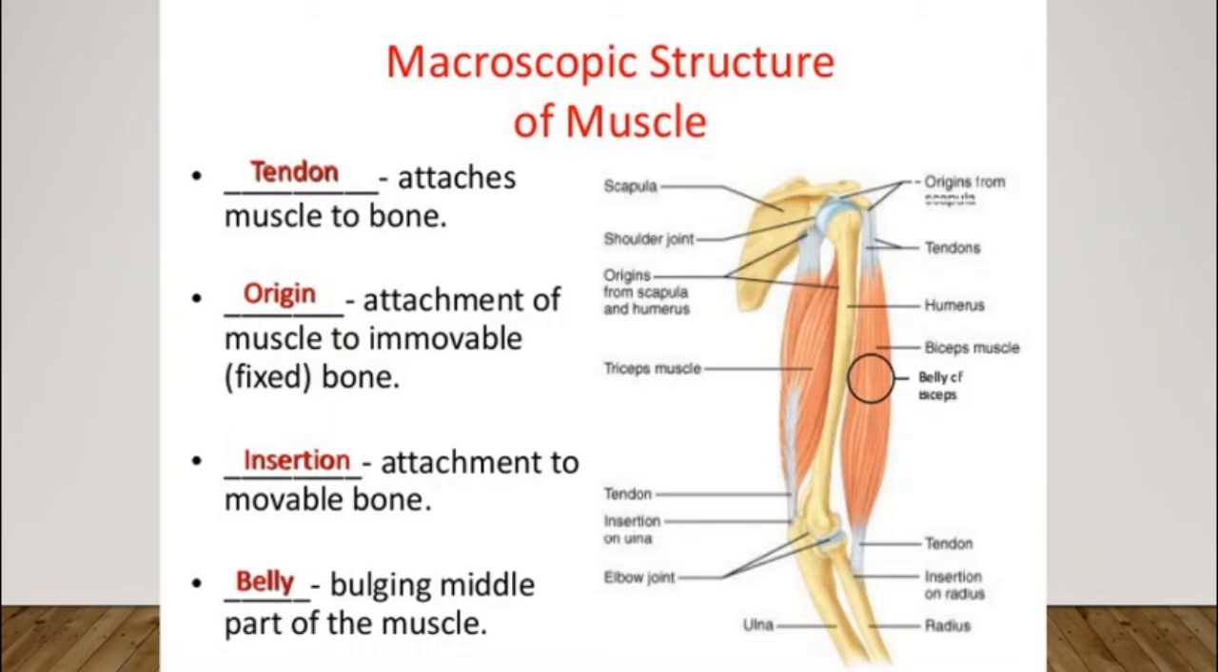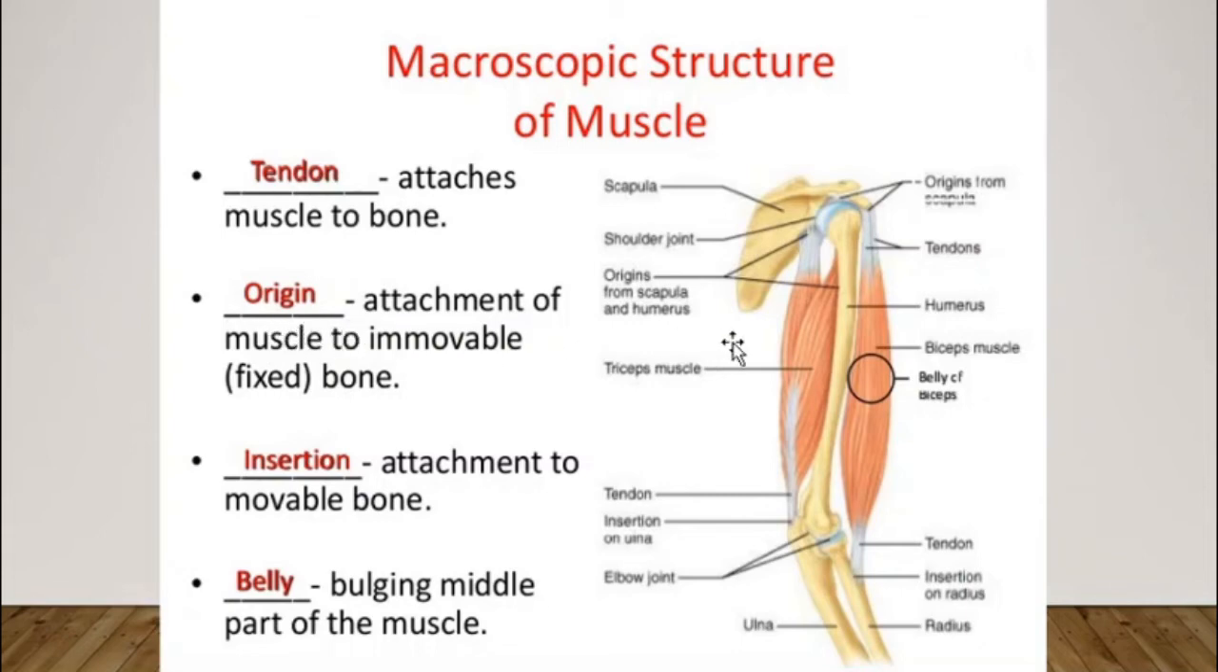Now, in the macroscopic structure of muscle, especially the skeletal muscle, on each end you have the tendon. The tendon serves to attach the muscle to the bone. When we study skeletal muscle, it is important that you know the origin, insertion, and action. The origin is the attachment of muscle to an immovable, fixed bone.